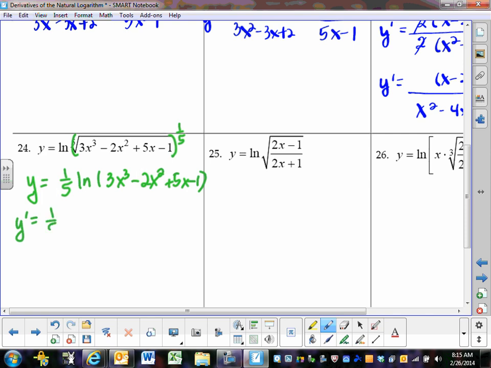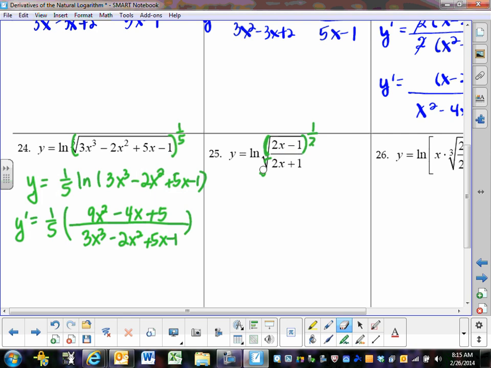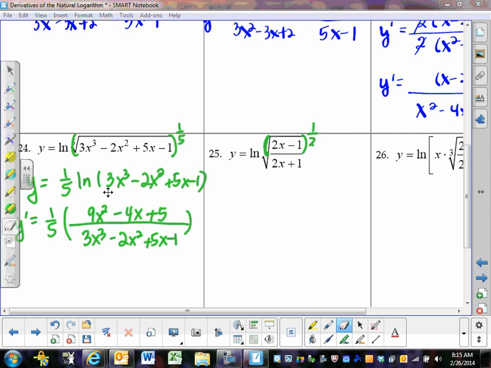For 23, we would rewrite this so that it shows that the inside of the log has a half power, not the outside like up above, the inside. So now we could rewrite and bring the half to the front. So now our derivative is 1/2 of u prime over u. So 2x minus 4 over x squared minus 4x minus 7.